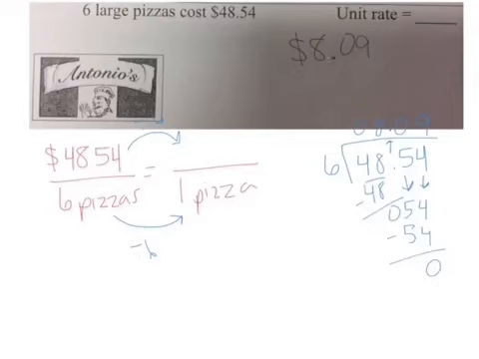So my final answer is $8.09. That 0 right there is super important. Be really careful. A lot of times we forget to put that. $8.09 is way different than $8.90. So anyway, my final answer is $8.09 per pizza.